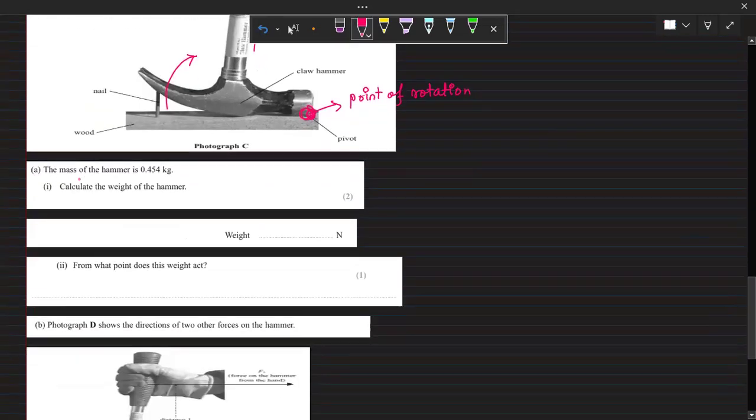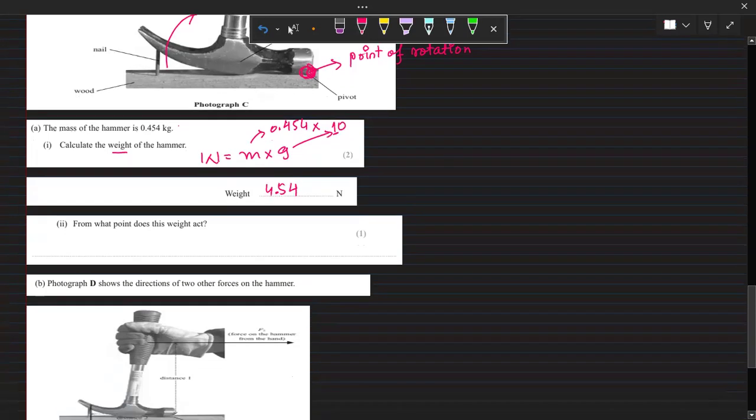The question is asking: the mass of the hammer is 0.54 kilogram. Calculate the weight of the hammer. So what do you do when you are given a mass in kilograms and you need to convert it into weight? You just need to use W equals mass times strength of gravity. So you'll be using the mass, 0.54, and the strength of gravity is going to be 10, right? So you can convert this to 5.4 Newton, right?